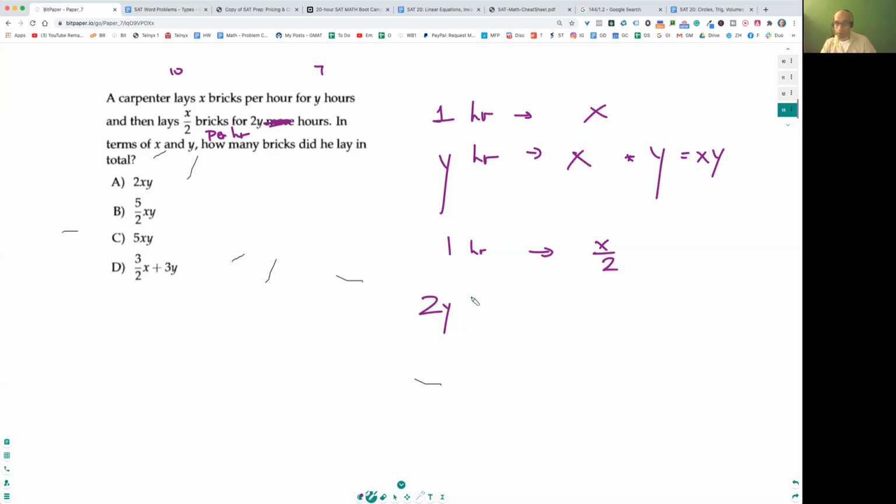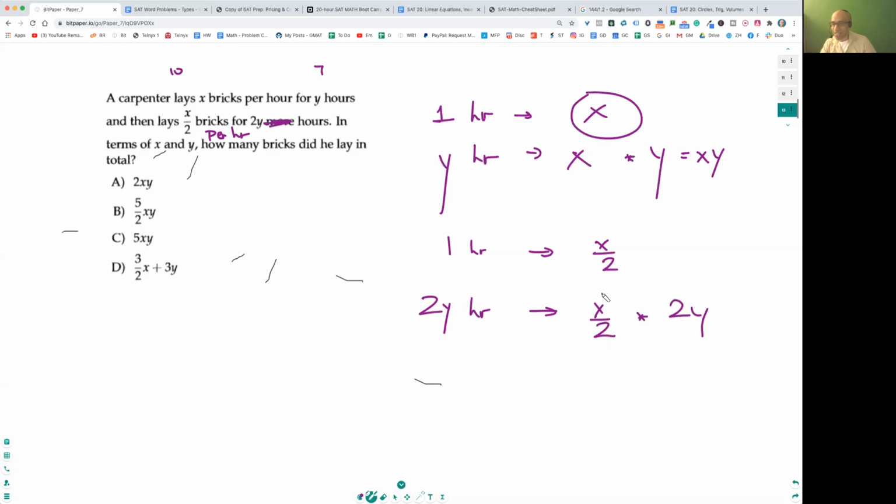Right? You've got 2Y hours. So 2Y hours. Remember what you did here. You had X bricks for 1 hour, and then for Y hours, you just multiply these two numbers, right? The same way, you're going to multiply X over 2 times 2Y.